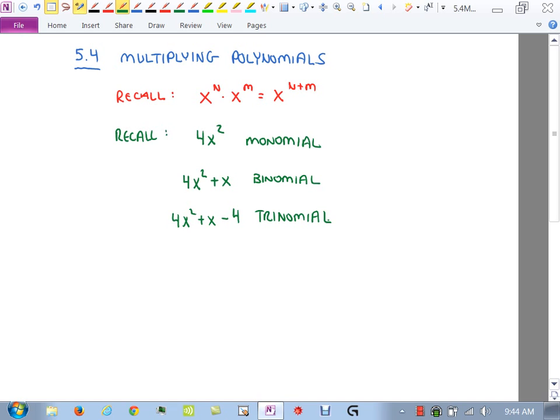So what we're going to do first is we're going to start off multiplying a monomial times a monomial. Then we're going to go monomial times a binomial, and then monomial times a trinomial. Then we're going to do binomial times binomial, binomial times trinomial, and then trinomial times trinomial. So we're just going to start seeing what it's like to have to multiply these things together. So we're going to start here.